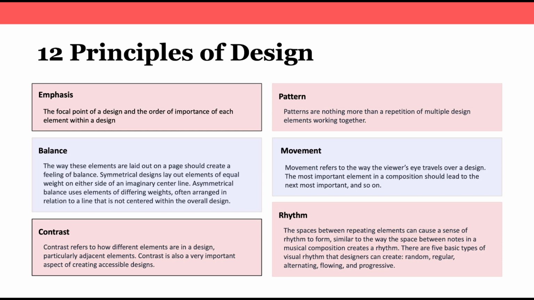Here's how you would recognize them. Balance is the arrangement of visual elements so that a design feels stable and evenly weighted. Pattern is the repeated use of shapes, colors, lines, or texture to create consistency and structure. Movement is the path a viewer's eye follows through a design, guided by the placement of elements. Rhythm is the repetition of visual elements in a way that creates a sense of organized flow.